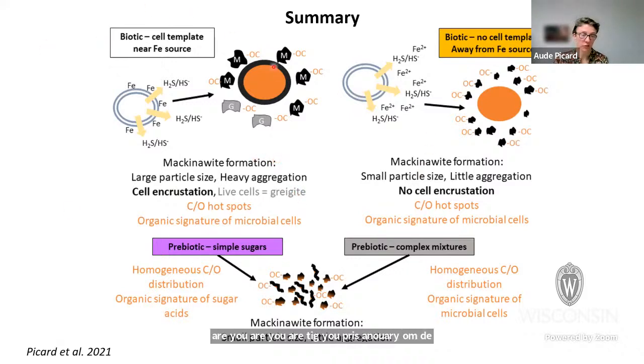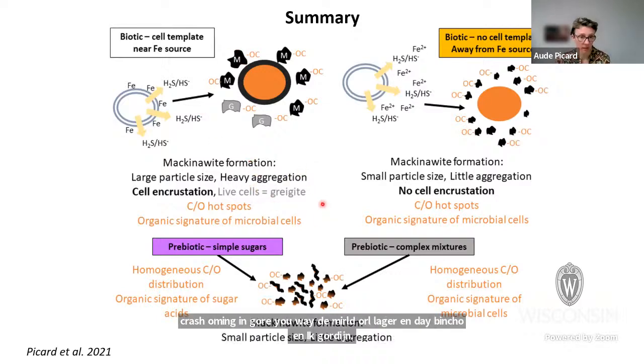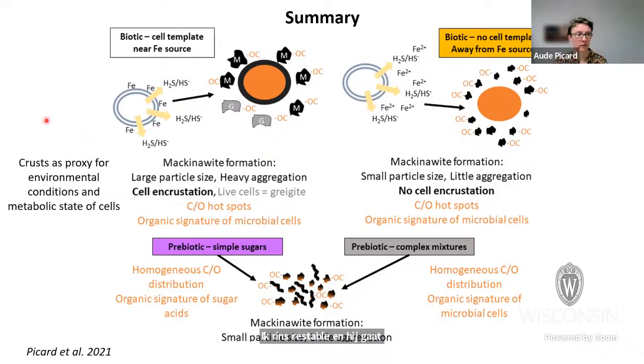the biogenic conditions where they're grown with iron, where we basically have a crust forming and then going away. The minerals are larger, they bind to organic carbon, and carbon is very stable. And then we have this greigite formation happening. So what I showed you as well is that the crust could be used as a proxy for environmental conditions.